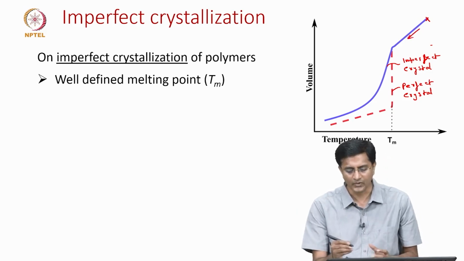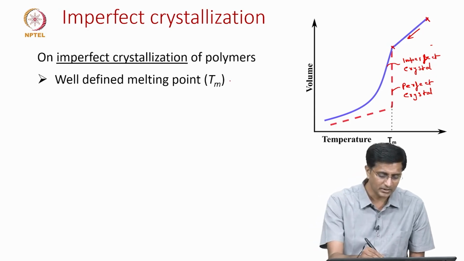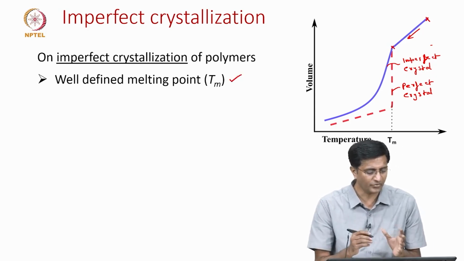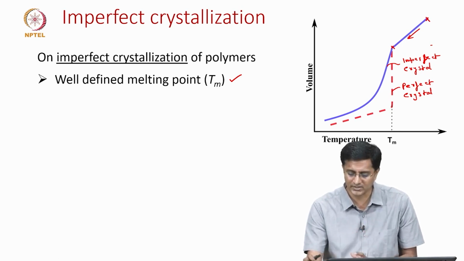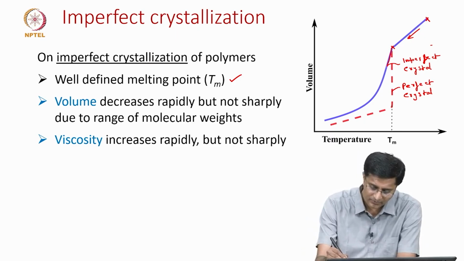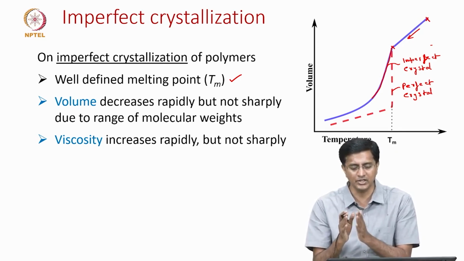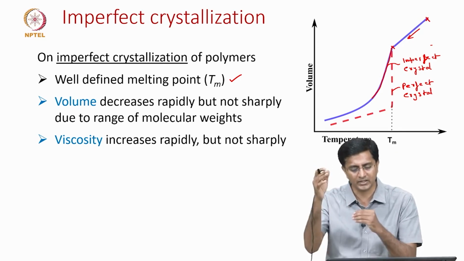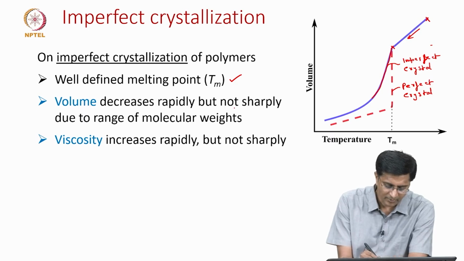Then, when it reaches the melting point temperature, these polymers have a well defined melting point, but how they are different from metals is that there is a gradual decrease. Though the decrease is large, it is not a vertical line the way we have seen with perfect crystallization. Here there is a gradual decrease, but the decrease is significant. So, it decreases rapidly, but not sharply.